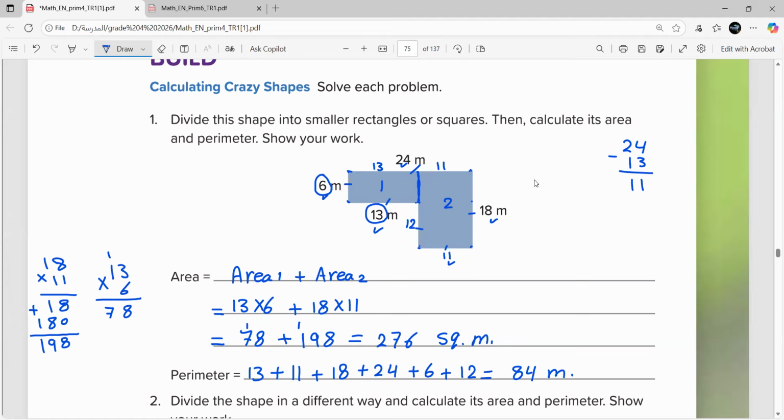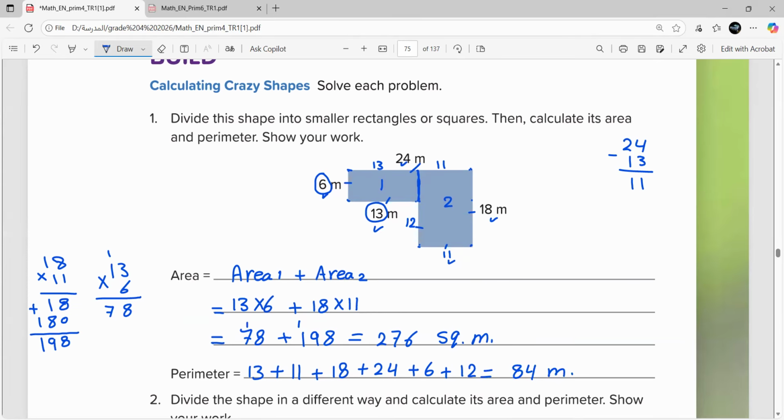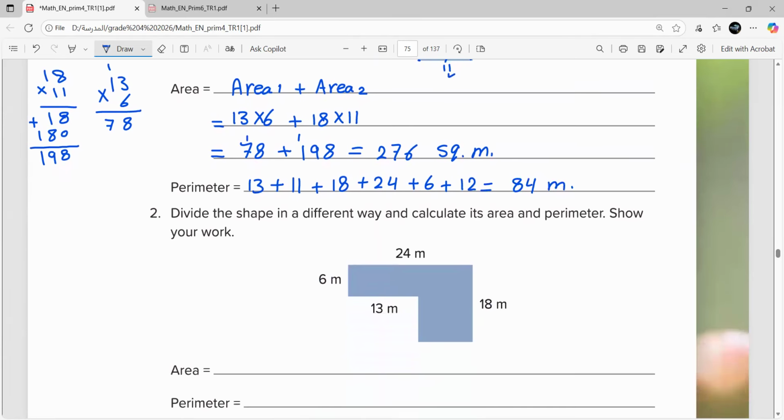Don't worry, the problems should be easier than this. The numbers in this problem are very big numbers, and need more time to solve, but don't worry, the problems will be easier than this.